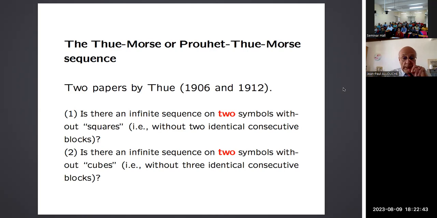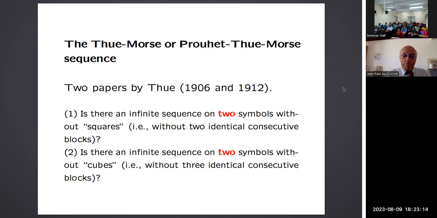And among the many questions and answers there were in the paper, Axel Thue asked two questions. The first one is: is it possible to find an infinite sequence on two symbols, on two letters, without squares? Here, for the concatenation rule, a square is just two consecutive identical blocks. For example, 0 0 is a square, or 0 1 0 1 is a square. And same question, we replace squares by cubes, where a cube is just a concatenation of three identical consecutive blocks, words.